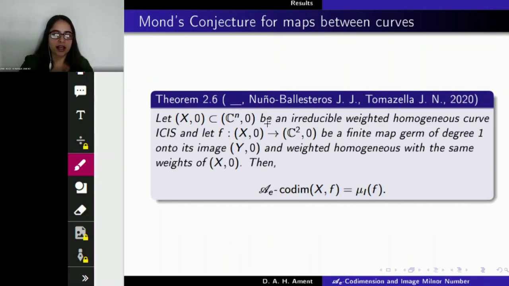Let X in C^n be an irreducible weighted homogeneous curve singularity, and let F from X to C^2 be a finite map germ of degree 1 onto its image Y and weighted homogeneous with the same weights as X. Then, we have this equality in this case: the A_e-codimension of (X, F) is equal to the image Milnor number.